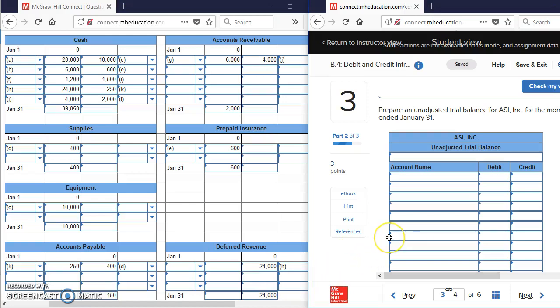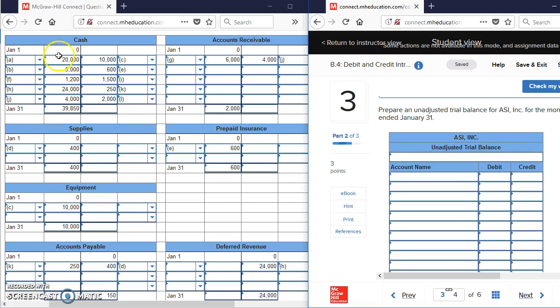Hi, so for the unadjusted trial balance, all we're going to do here is take the ending balance of my T accounts, that's from question 2, and put them all in one interface together so that I can see in one spot what the ending balances of all my accounts are. Notice how there's an account name, debit, credit.